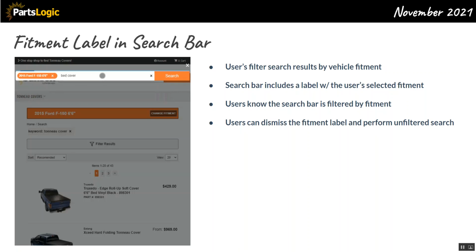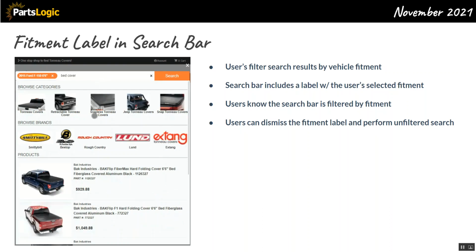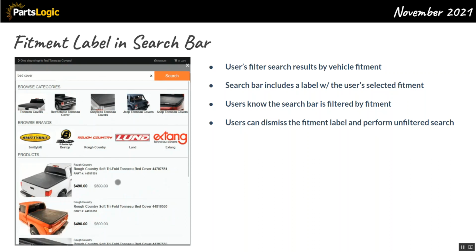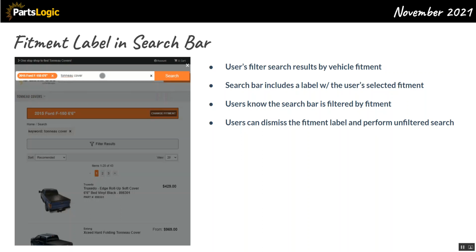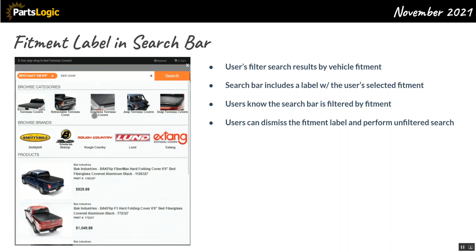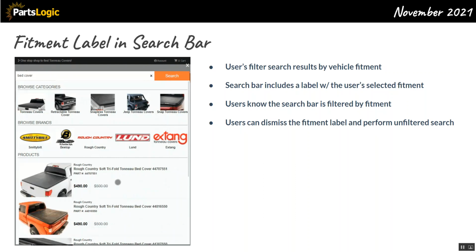See that orange label on the top left of the search bar, where it's going to tell that the user has a selected fitment. So that way the user knows that when you're doing a new search, that information is actually filtered by that chosen fitment. And as you can see here in this illustration, that user could also dismiss that fitment label. They click on the little X right there, and when they do so, it'll perform an unfiltered search and return search results in there as well.